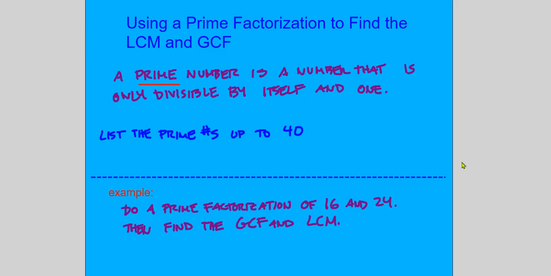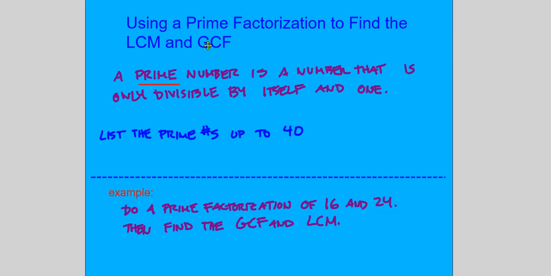So we're going to look at one last thing in this video, and it is using what we call prime factorization to find the least common multiple and greatest common factor. You usually don't have to use this method because you can figure it out in your head or on a quick sketch on a piece of paper, jotting some stuff down.